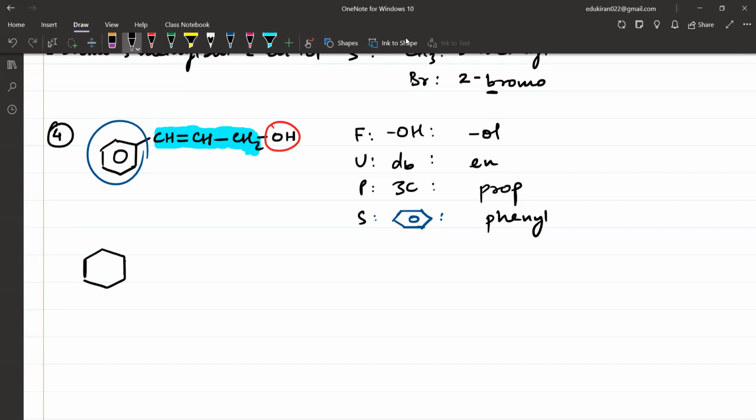Sir? No. See, what is this, Fia? This is benzene. Who said this is benzene? Because it's not attached with anything. So it's a benzene. I'm asking who said this is benzene?